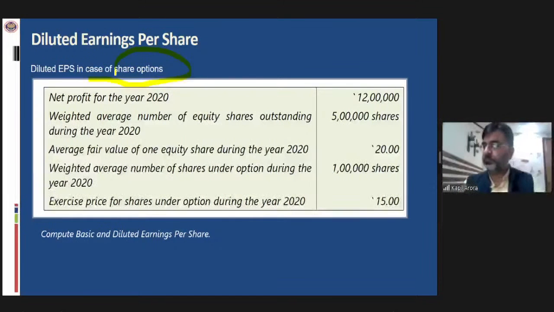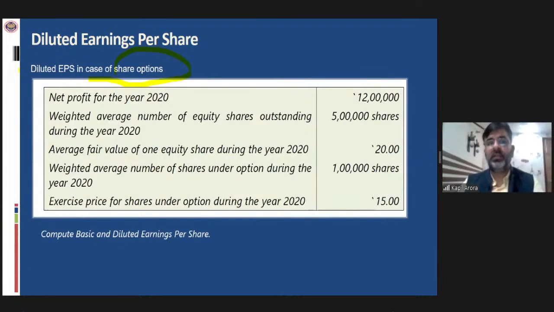So the diluted EPS would become anti-dilutive when diluted EPS could be greater than basic EPS, when the profit saving is higher than the number of shares which we are going to issue. So when the ratio of profit saving is higher than the number of shares we are issuing, then it will always turn out to be diluted EPS.